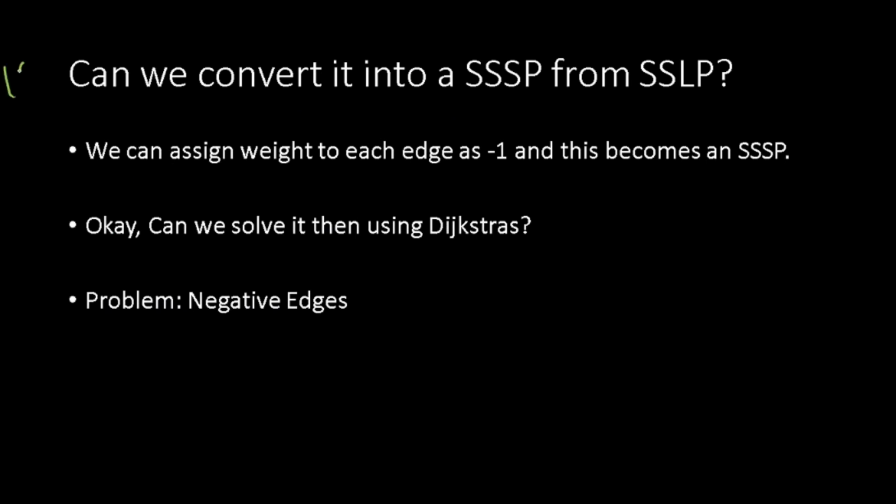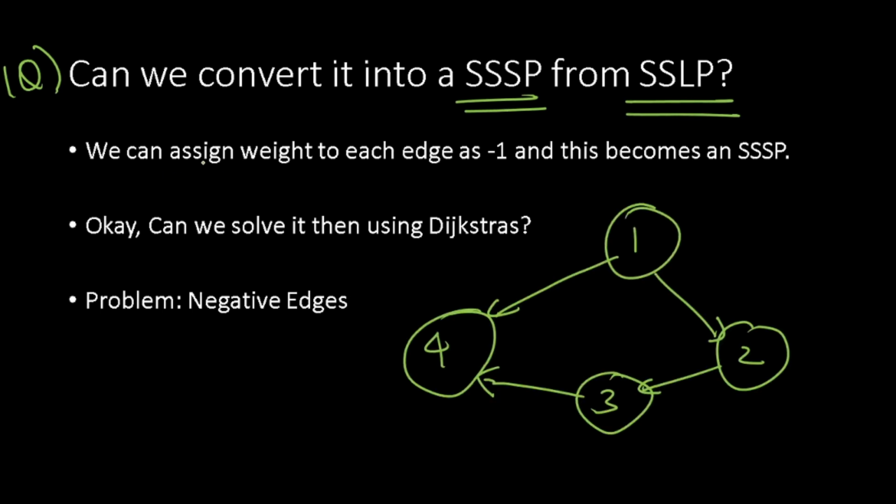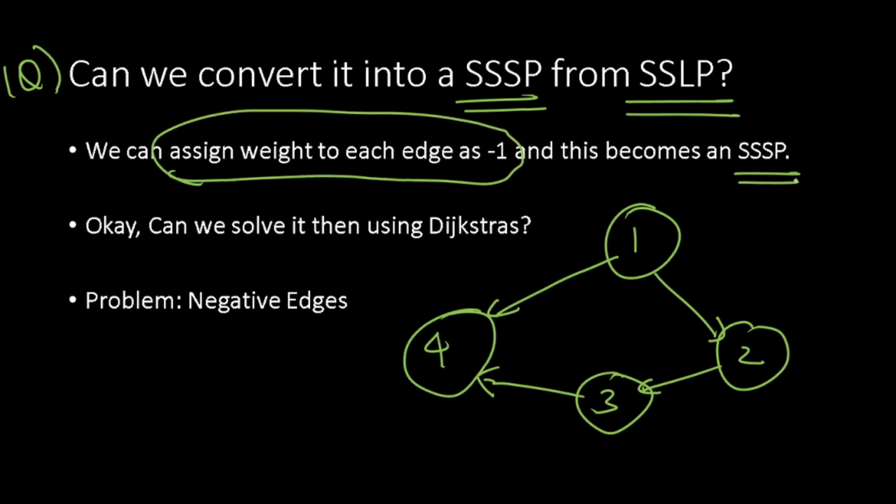So the first question, can we convert this from a single source longest path problem into a single source shortest path problem? Dijkstra's works for single source shortest path. So we have to first make this conversion for us to apply Dijkstra's. In fact, we can make such a conversion by assigning the weight of each edge as -1. This becomes a single source shortest path problem. So here all the edges are labeled with edge weight -1.